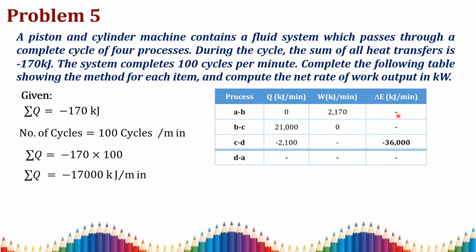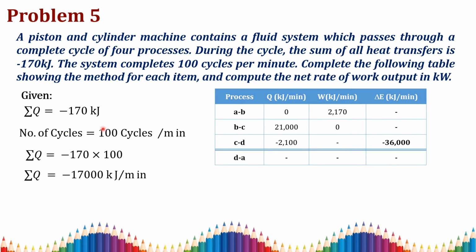Here they represent a dash symbol. So we need to find delta E of AB and delta E of BC. For 0 we need not find it. For the remaining ones we need to find delta E of AB and delta E of BC, work done of CD, and heat transfer of the last process. We need to find all the values: heat transfer, work done and also your internal energy.